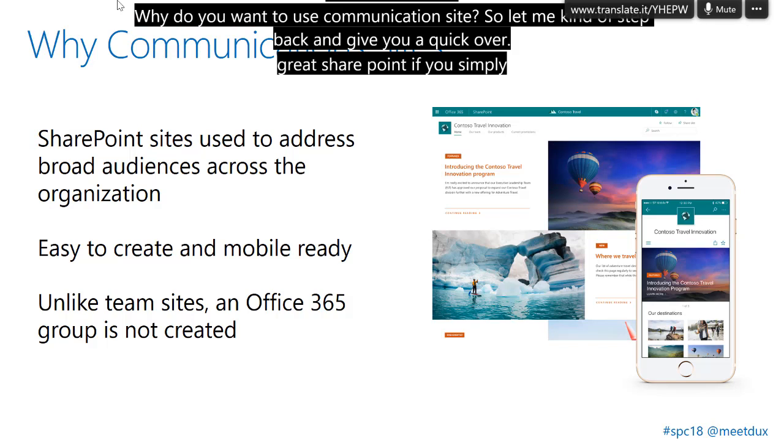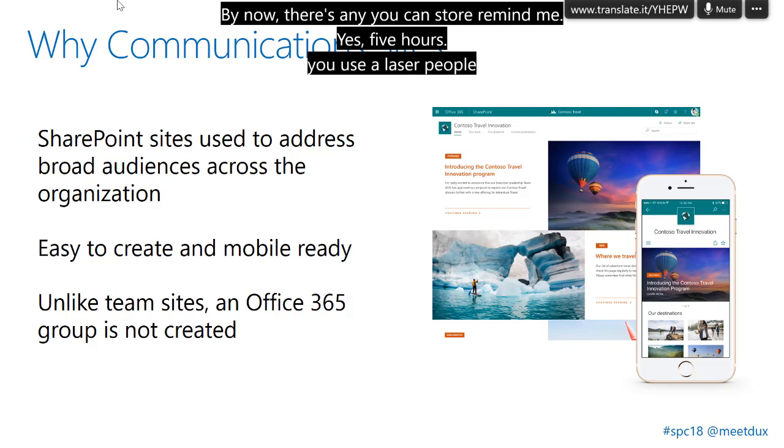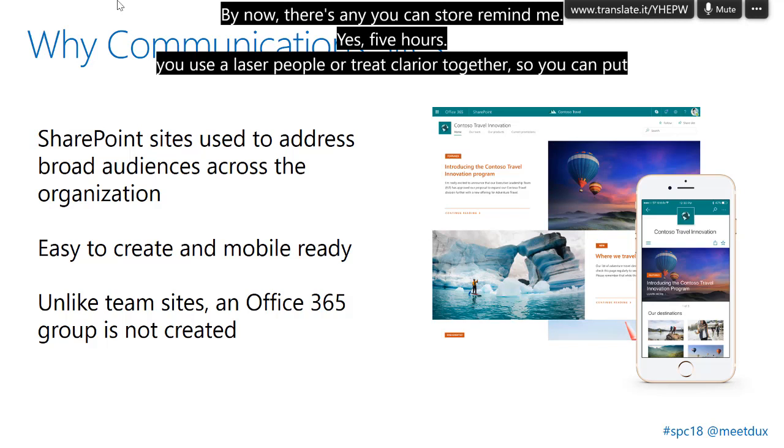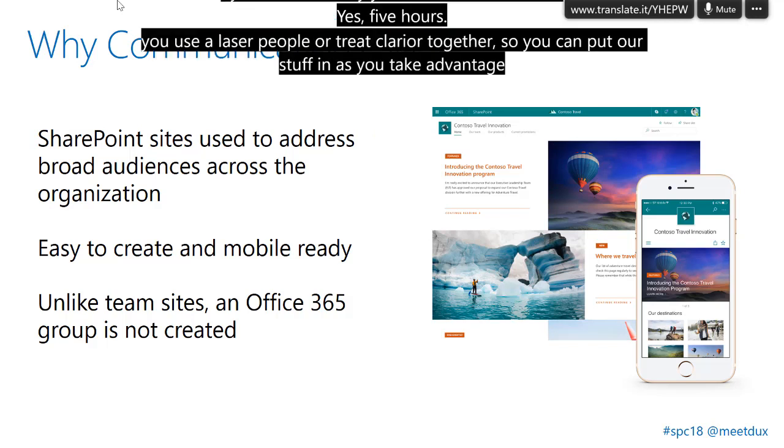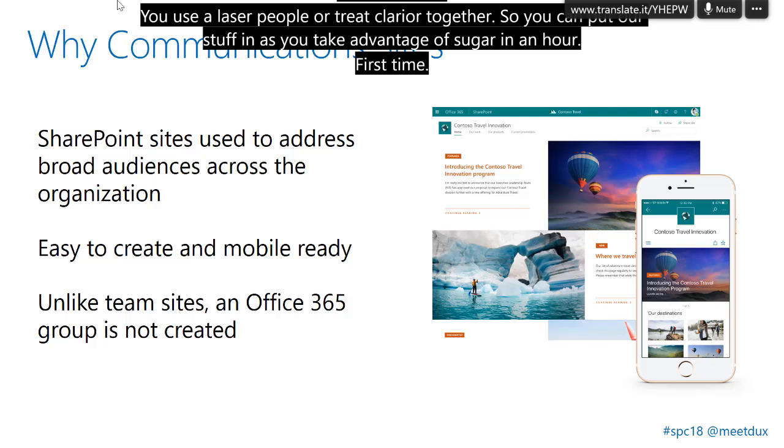You can store pretty much any kind of content, be it files, news, a place where people or teams collaborate and work together in. So you can put a lot of stuff in. And as you take advantage of SharePoint Online, out of the box, there are 2 types of site templates you can use. The first type of site template is what's called a team site template.